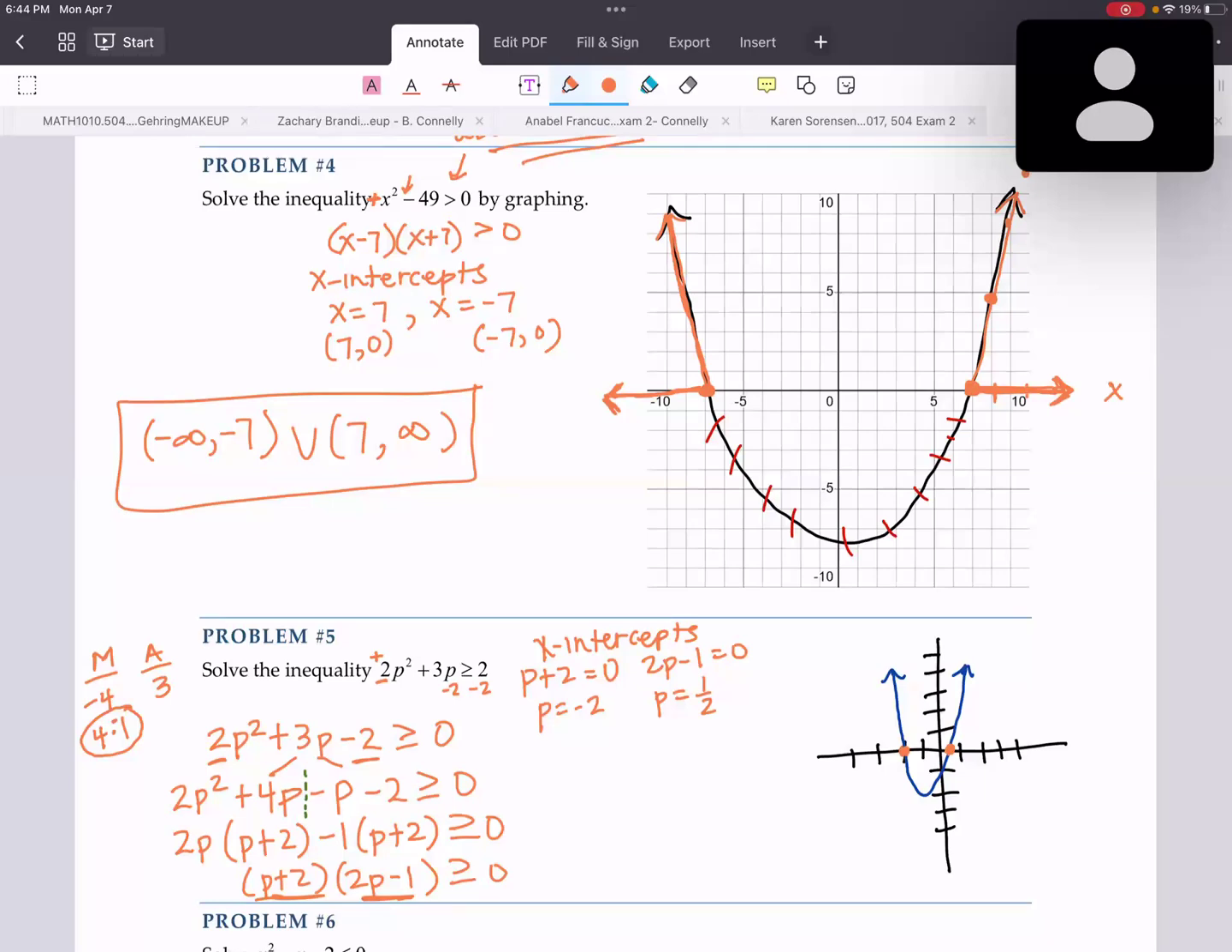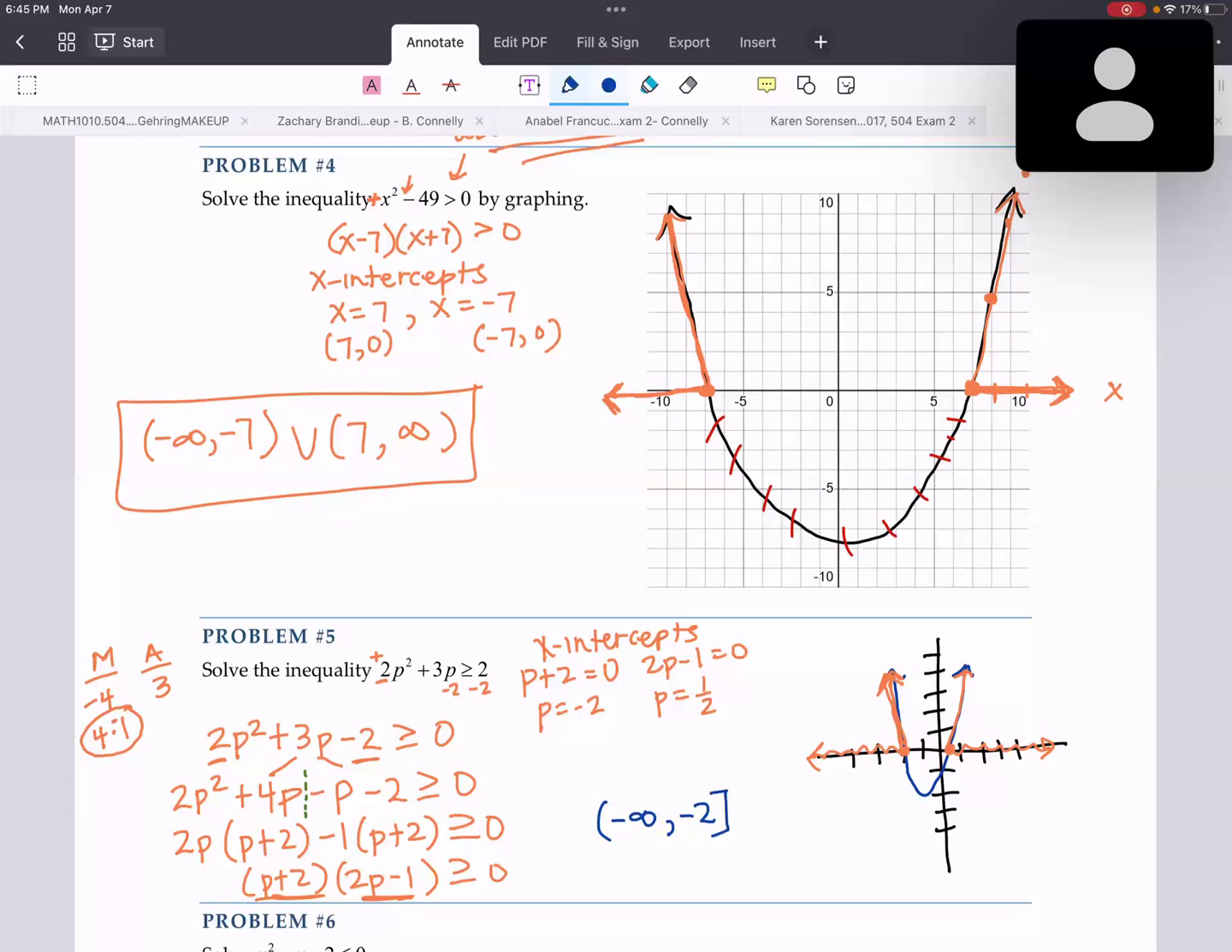But on this one, we wanted to know when it's greater than or equal to 0. So we do want the stuff that is above the x-axis. Right, so these are going up and out forever. So again, remember that's all of the x's this way, all of the x's this way. So then my answer on that in interval notation is going to be negative infinity up to negative 2, and it includes 2, so let's put a bracket on that.